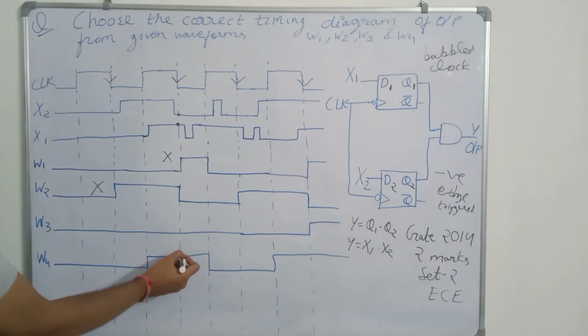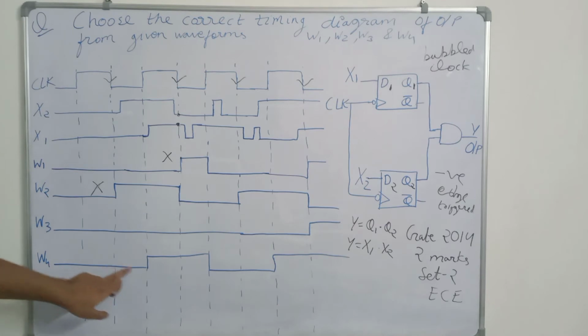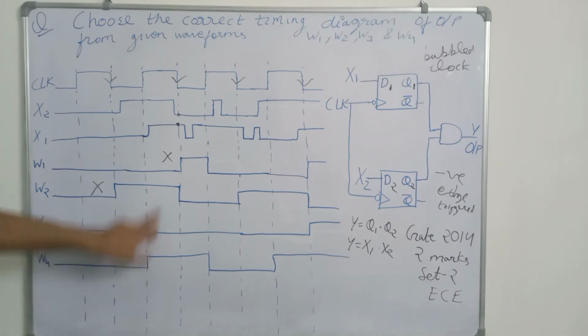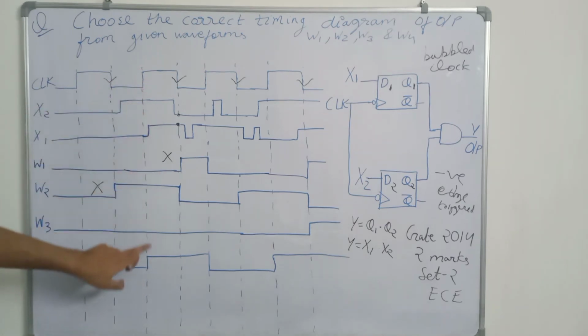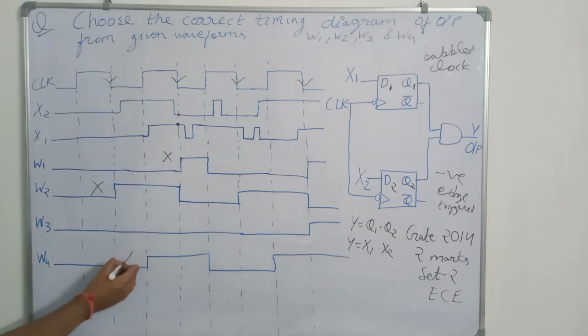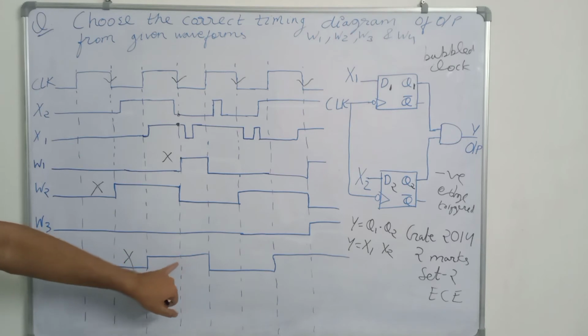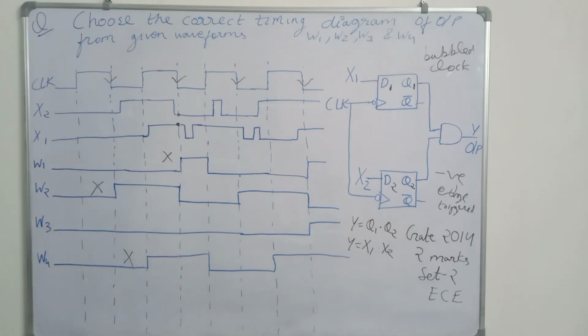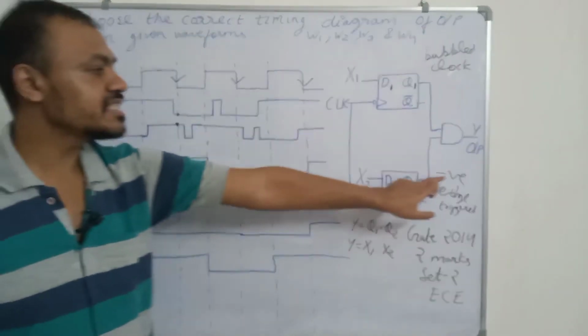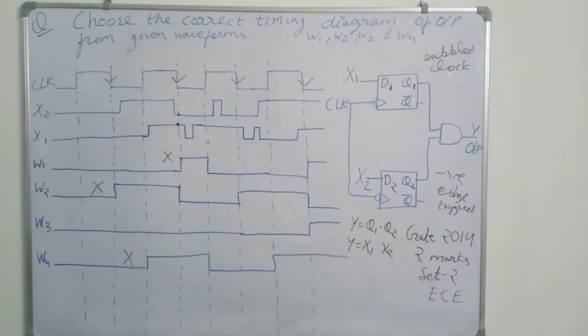Also in W4 this transition is happening at the positive edge of the clock. So W4 cannot be the answer as well. Also at this point W4 is equal to 1. Both these points go against W4 because the transition is happening at the positive edge of the clock, whereas our flip-flops are negative edge triggered. So W4 cannot be the answer, only W3 can be the answer, but we will check further.